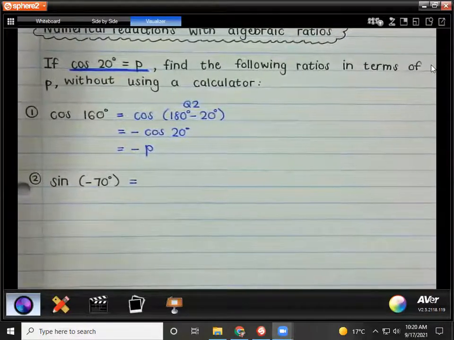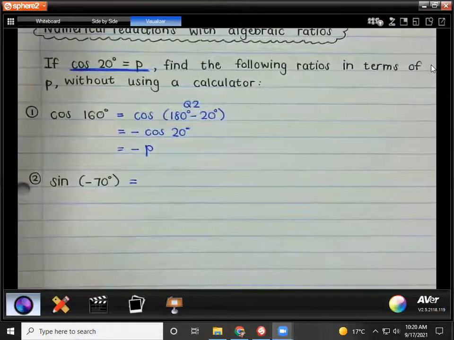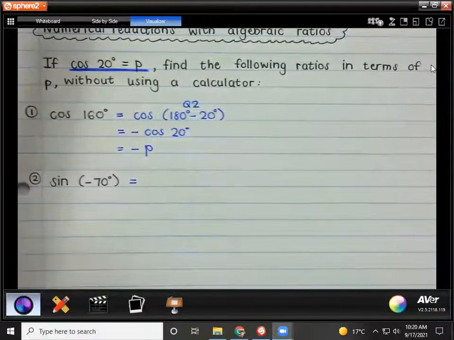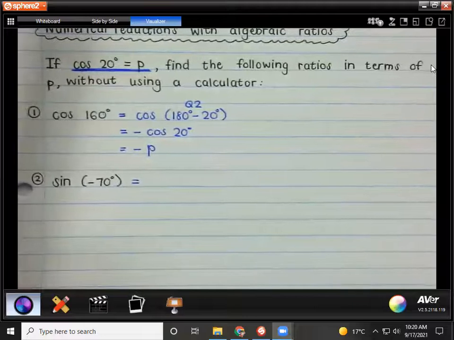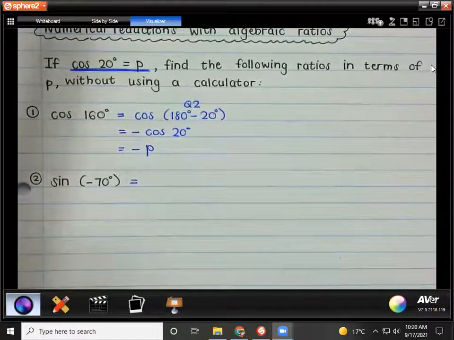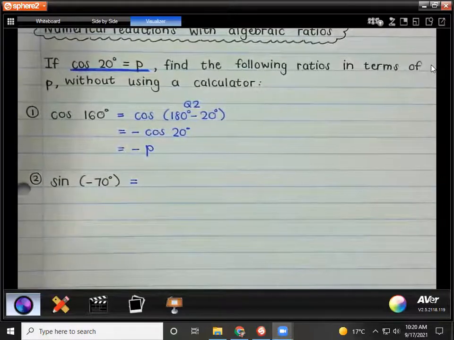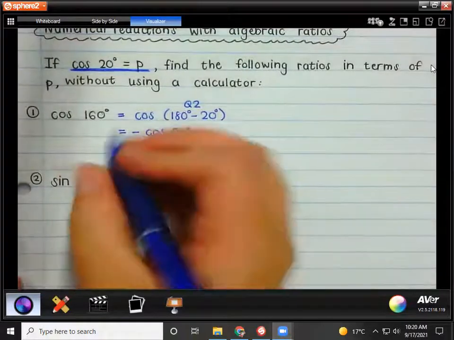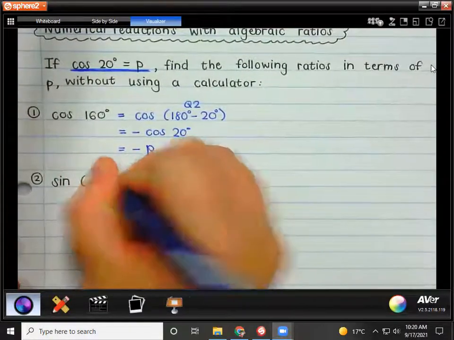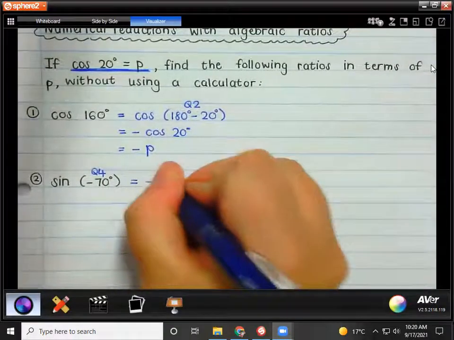Now, guys, remember we need to try and write this in terms of cos 20. Are we noticing that 70 and 20 add up to 90? First, let's just figure out which quadrant this is in. Negative 70, what quadrant is that? We start at 0 and then we go negative 70. Quadrant 4, hey? This is quadrant 4. What is sine in the fourth quadrant? Negative.